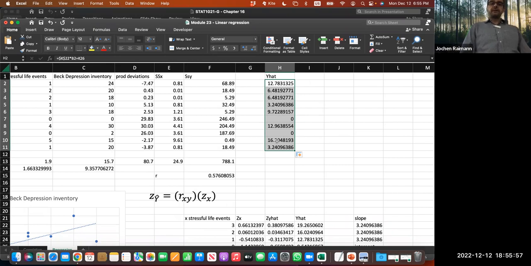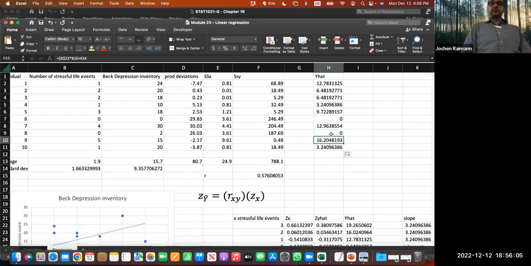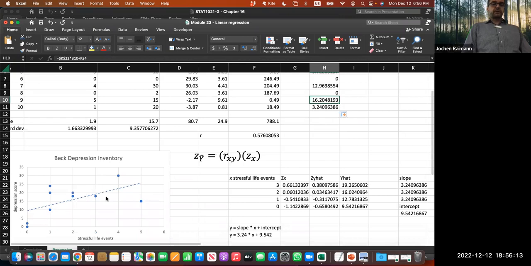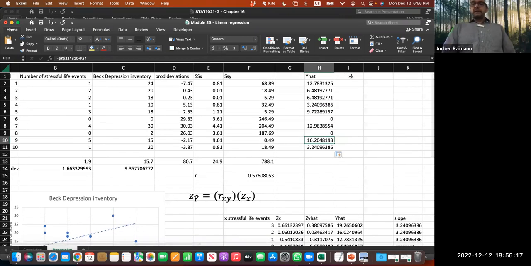And the mean is here at 15.7. So when you look here at individual number 9, you have here the predicted y hat of 16, and the actual observed value is 15. So it's a little bit more accurate around this area. But more about this later. Okay, so y hat, this is our predicted y based on our regression function.